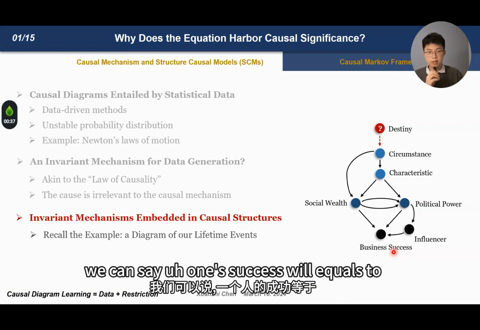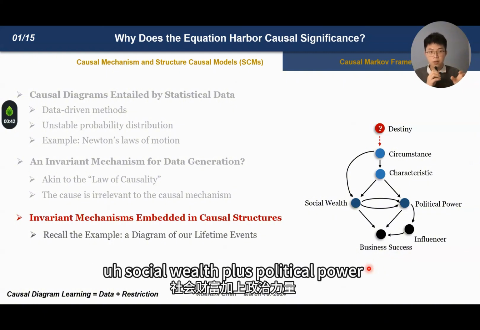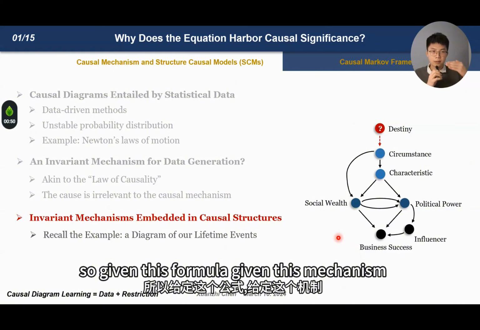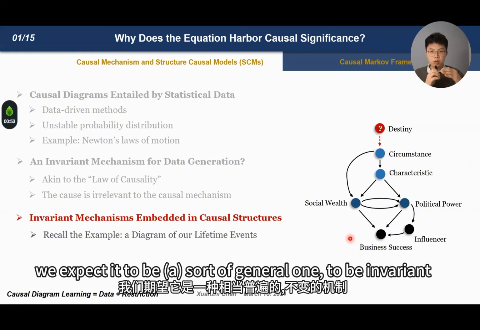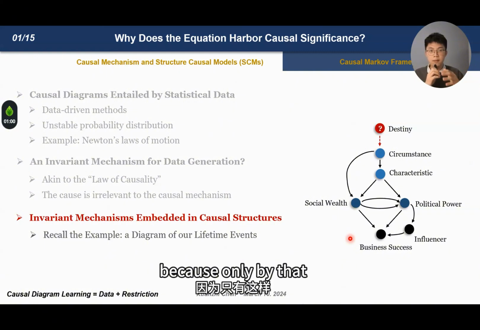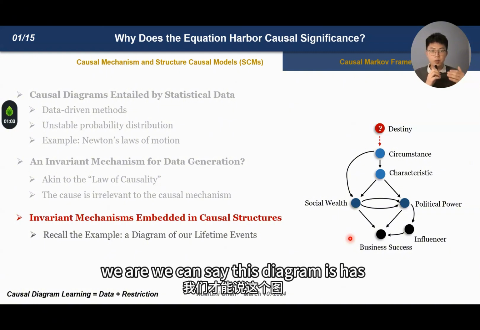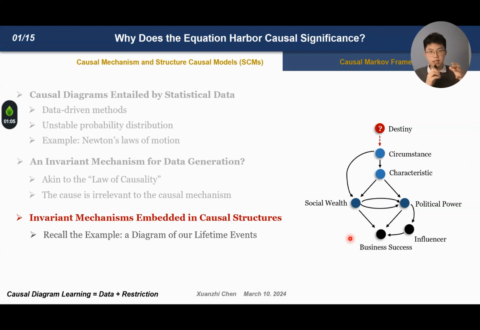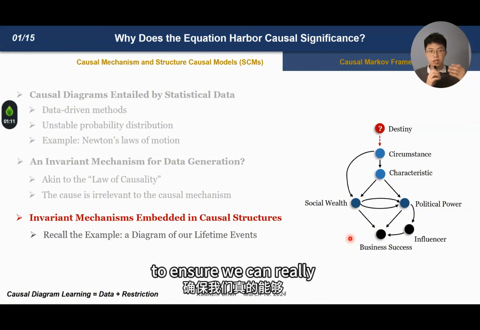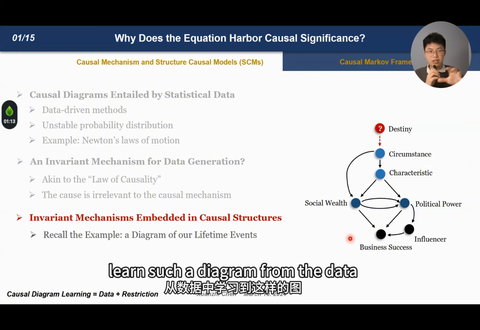Simple formula goes like this. We can say business success equals social wealth plus political power plus influencer. Again, this formula is only for demonstration. So given this formula, given this mechanism, we expect it to be a general one, to be invariant. We expect it can be applied to most people, because only by that can we say this diagram has more causal significance, and we are more confident we can really learn such a diagram from the data.